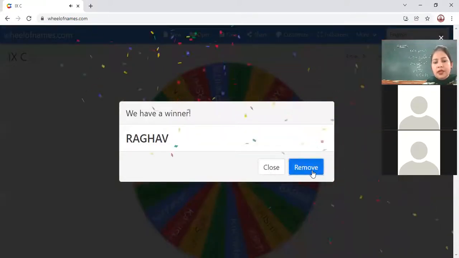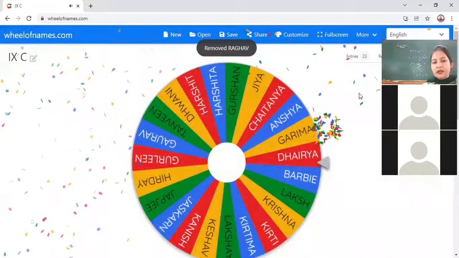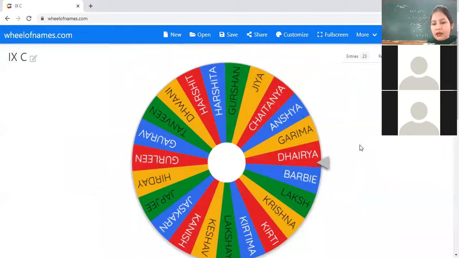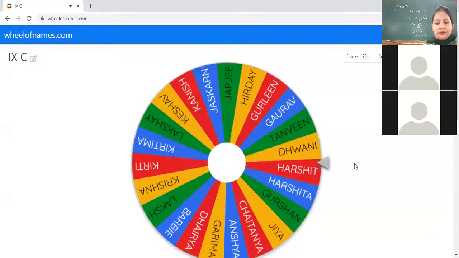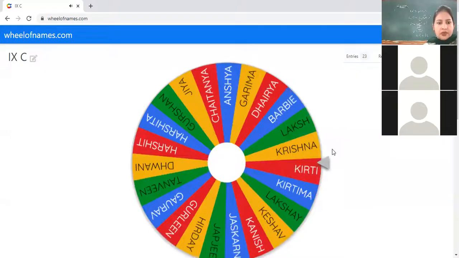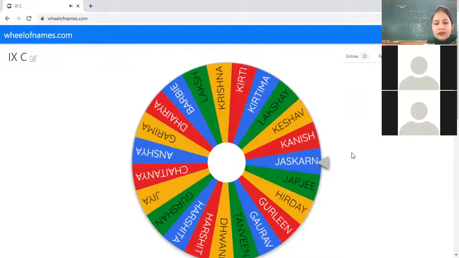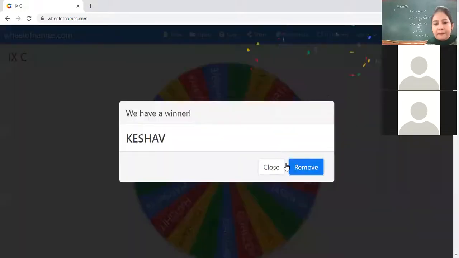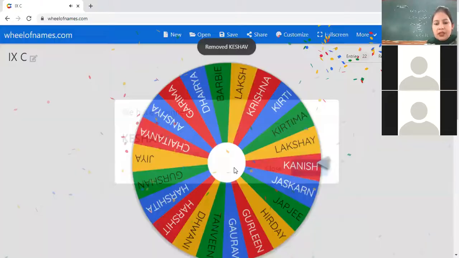Raghav. Yes, Raghav is present. Raise your hand. Raghav is present. Yes, I know. Raise your hand, Raghav. Yes, Raghav, raise your hand. Raghav. Okay, let's see next then. Some students will not answer, right? Keshav. Keshav is present. No, he is absent, I suppose.